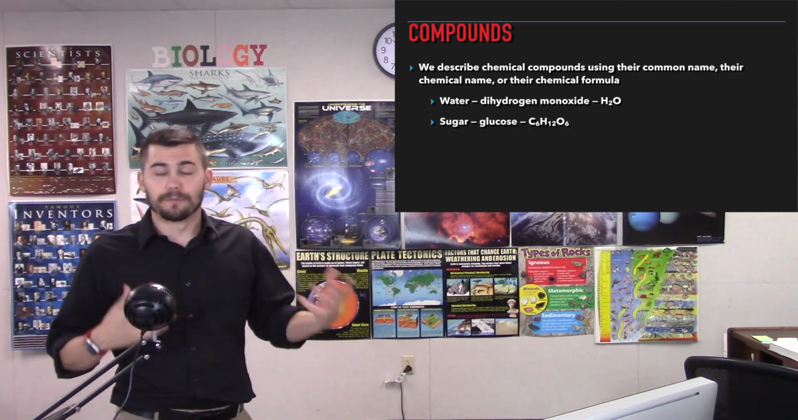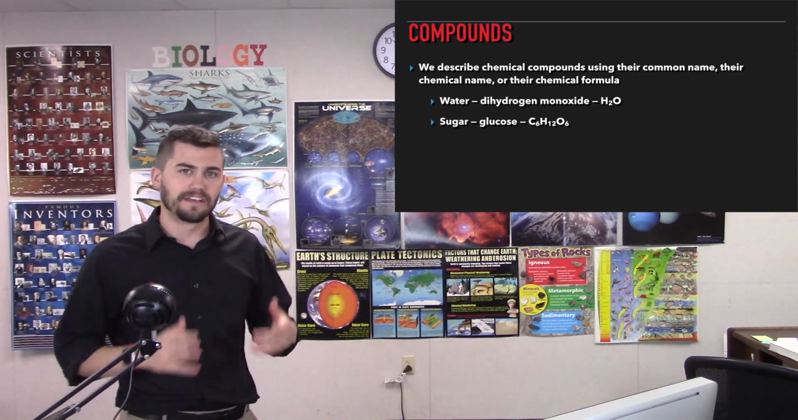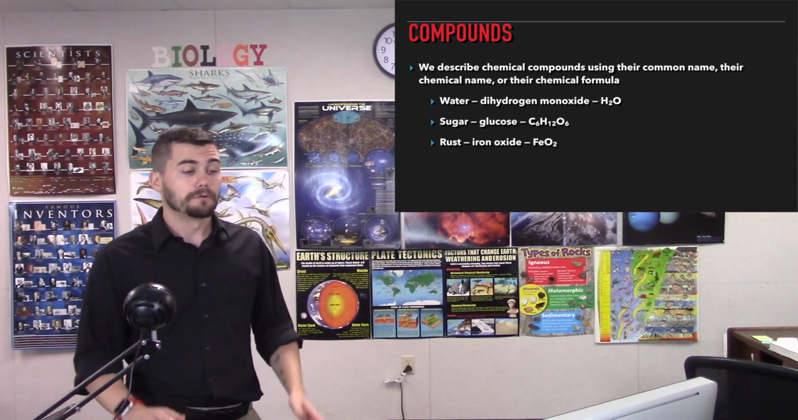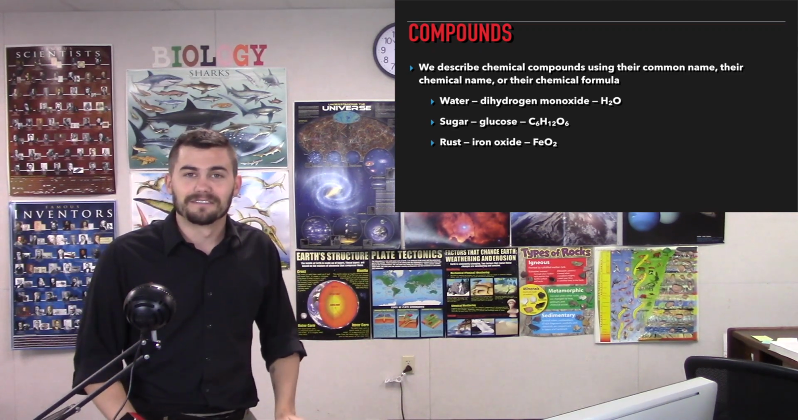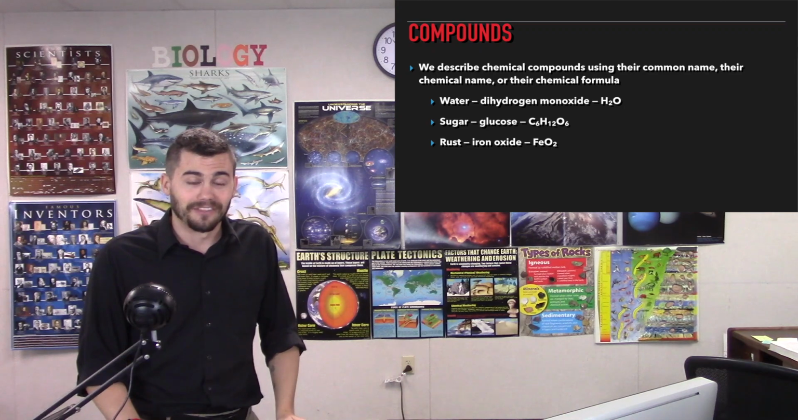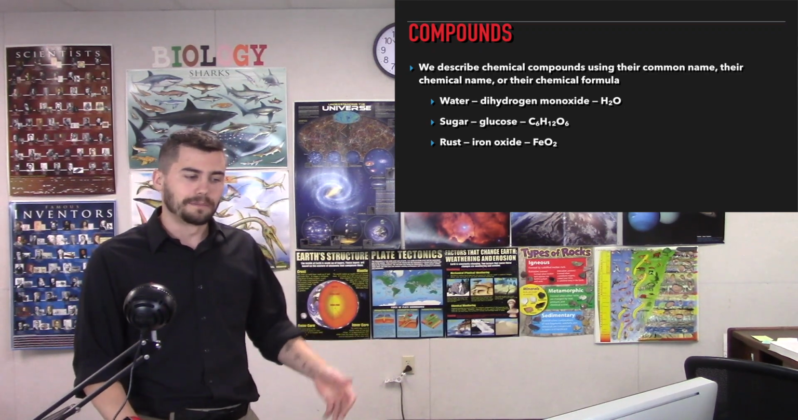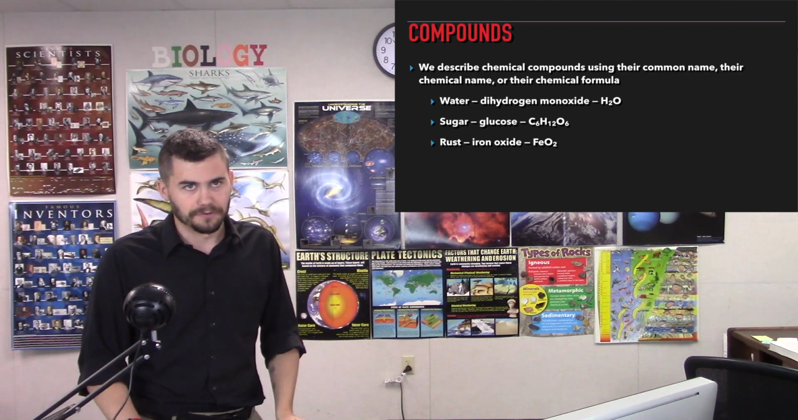Sugar, there are many kinds of sugar. Glucose is one of them, and its formula is C6H12O6. Rust, not really a compound associated with life, but rust is iron oxide, is its chemical name. Its chemical formula is FeO2.